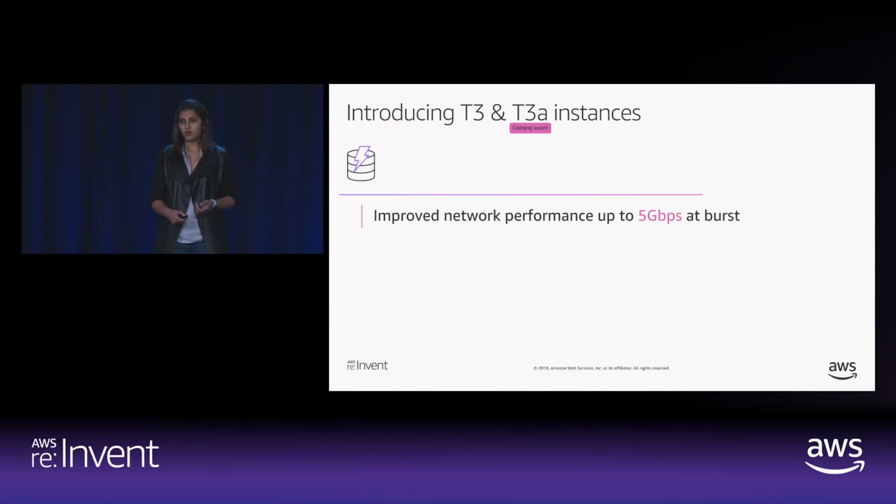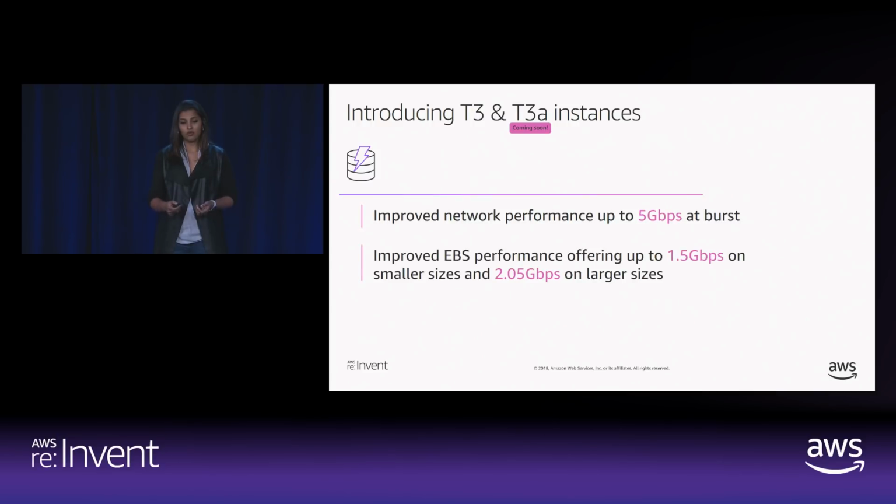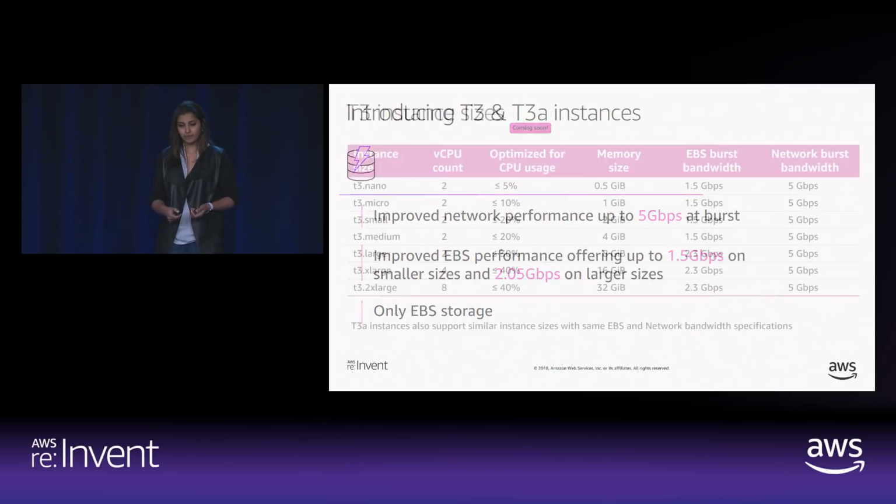We also improved the network performance on T3 and T3A instances, at 5 gigabits per second for burst. For EBS performance, you get up to 1.5 gigabits per second on the smaller instance sizes, up to 2.1 gigabits per second on the larger sizes, which is more than 2 times the performance you had on T2 instances. Just like on T2, T3 and T3A will be EBS storage only. We do not support local storage.